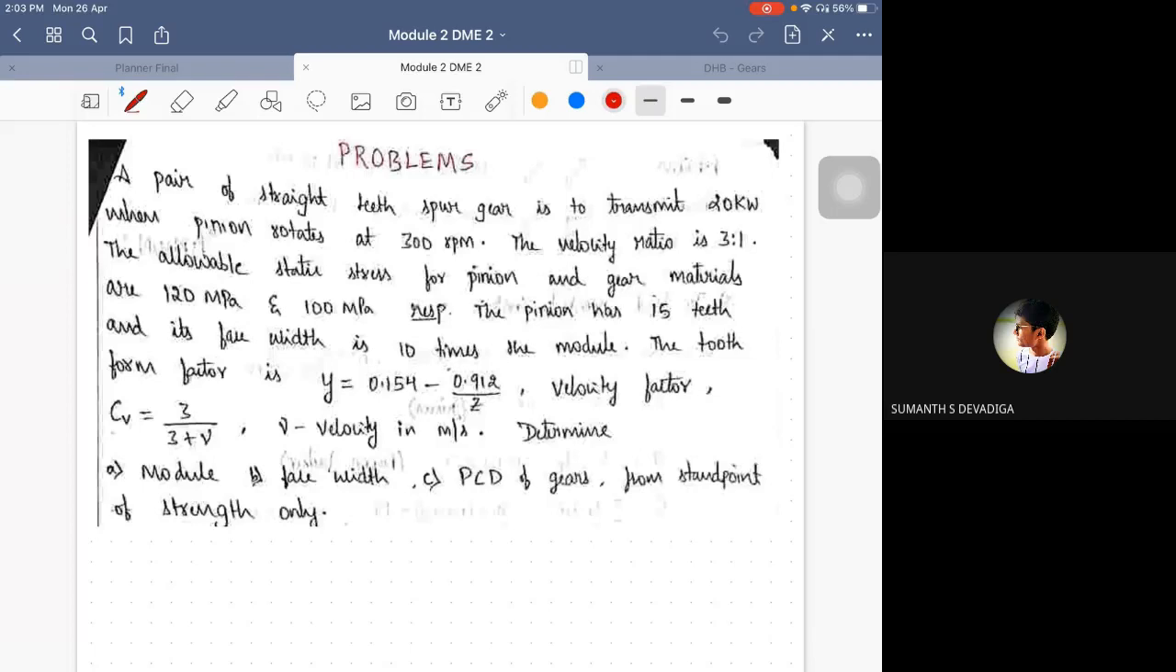So this particular problem is not specifically a design problem. I mean to say, it is not meant for designing a gear, but it's just a problem where you can get to know the different parameters. It is just like an introduction problem.